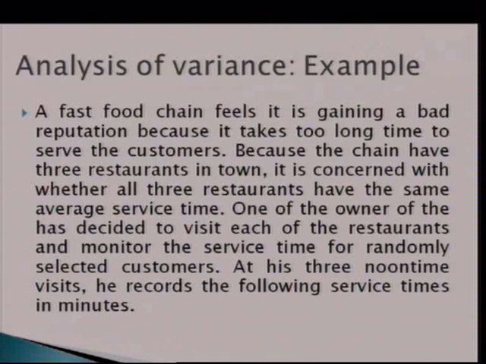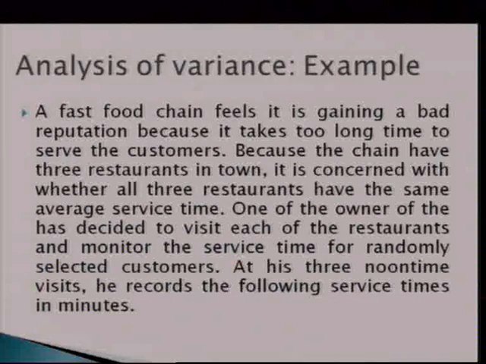Now let us take an example. A fast food chain feels it is gaining a bad reputation because it takes too long to serve the customers. Because the chain has 3 restaurants in town, it is concerned with whether all 3 restaurants have the same average service time. One of the owners has decided to visit each of the restaurants and monitor the service time for randomly selected customers.